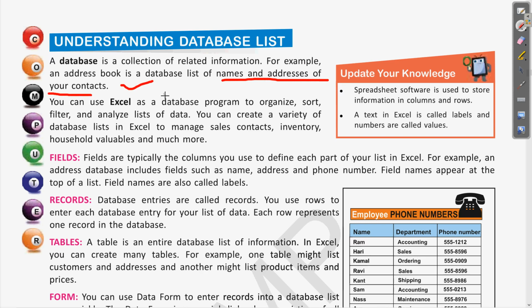Clear? Not only that, Excel also acts as a database program which gives you the opportunity to organize, sort, filter and analyze these lists of data. So what exactly is this? Organizing means presenting the data in rows and columns. Clear? If you want to arrange it in a particular sequence, that is alphabetical sequence, or if it is numbers, then we can arrange in decreasing or increasing order. Clear? That is called sorting.